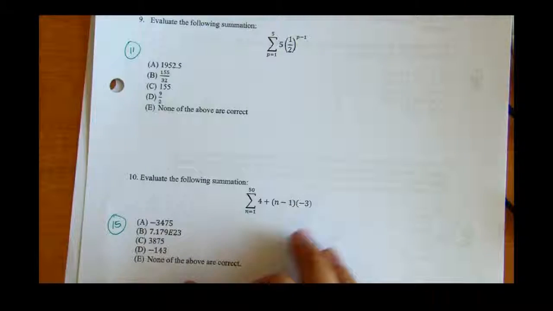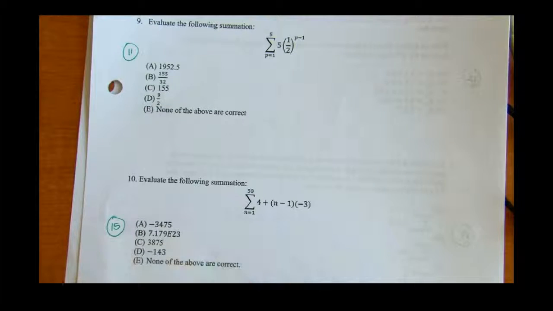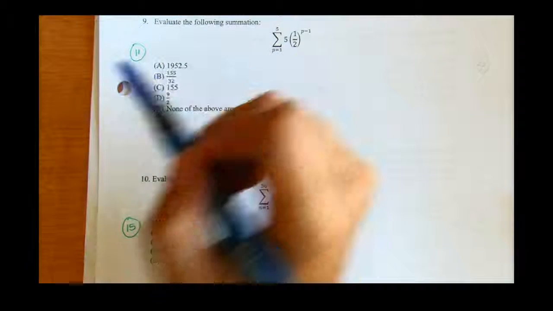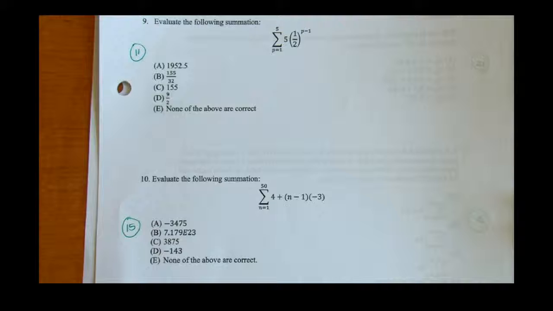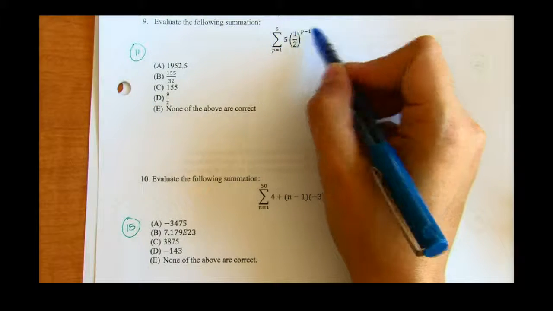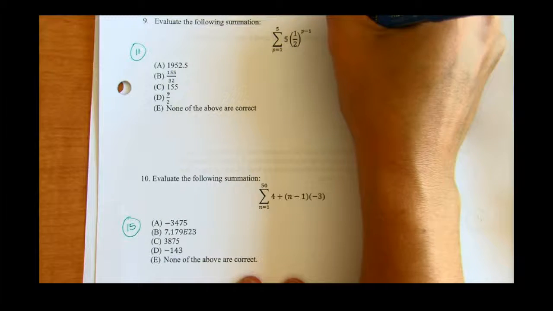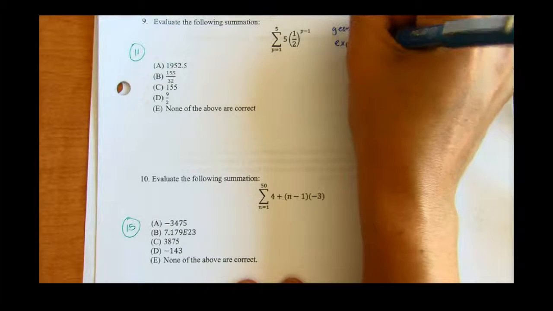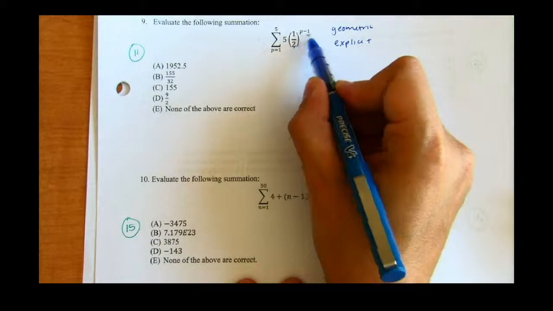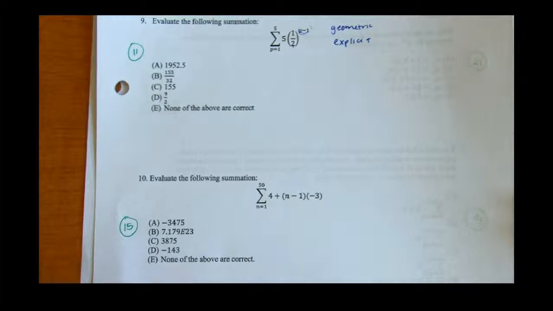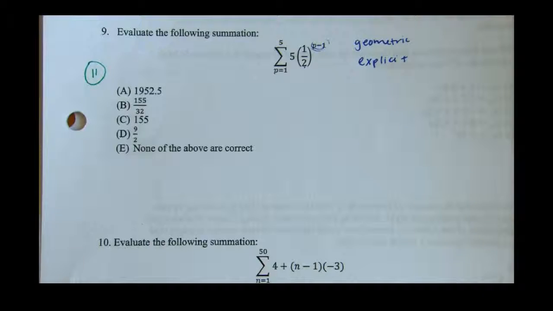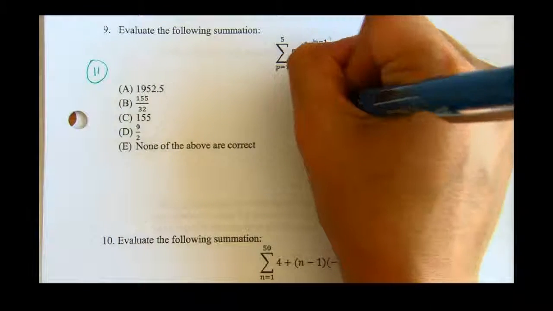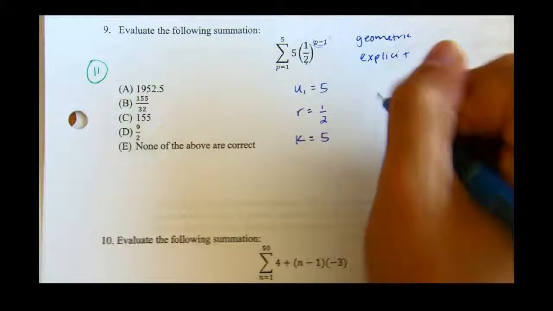Moving into section 2 of your test, I want to evaluate the following summation. So if you're in the makeup test, this is question 11. I've got the sum from the first term to the fifth term of this sequence, which is geometric, and it's in the explicit form. I know that because I've got a term, then another term to the exponent, something minus 1. So in this problem, I can take a couple pieces of information. I know that u sub 1 is 5. I know that my ratio is 1/2, and I know that k is 5.